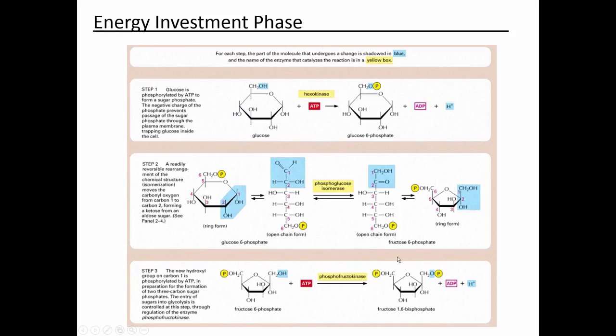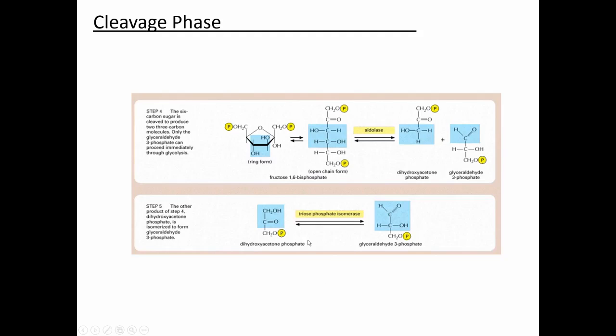So you start with glucose and you end with fructose 1,6-bisphosphate. And in this process, you're going to have to use 1 and 2 ATP molecules. So you invest 2 ATP molecules. Then this shows you the 2 steps of the cleavage phase. So you start with fructose 1,6-bisphosphate. In the end, you're going to end with 2 glyceraldehyde 3-phosphates.